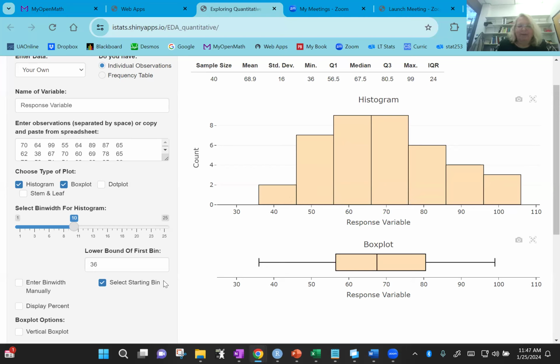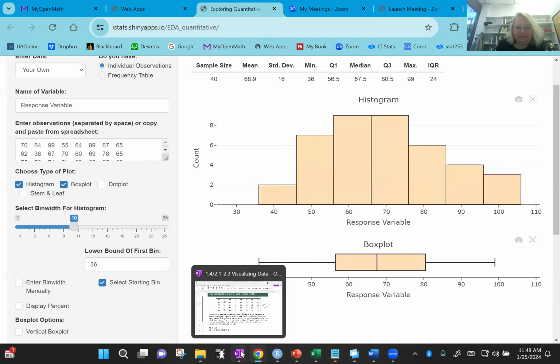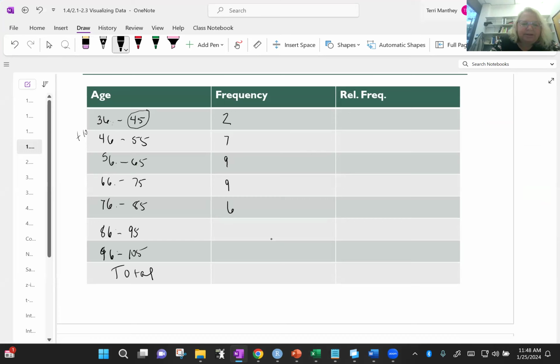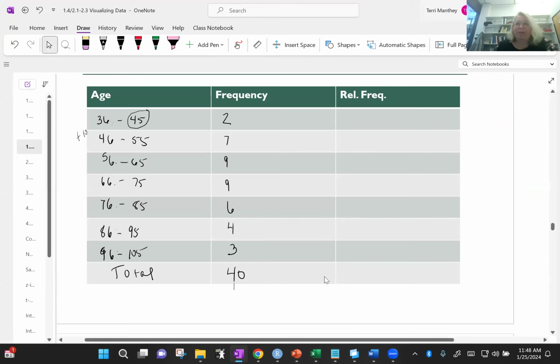So we have all of the frequencies if I roll my mouse over. So I have 2, 7, 9, 9, 6, 4, 3. So let's put that in here. So I know that I have 2, 7, 9, 9, 6, 4, 3. Is that right? That's 18, 27, 30, 40. Okay. That's 40 total. And now you want the relative frequencies.